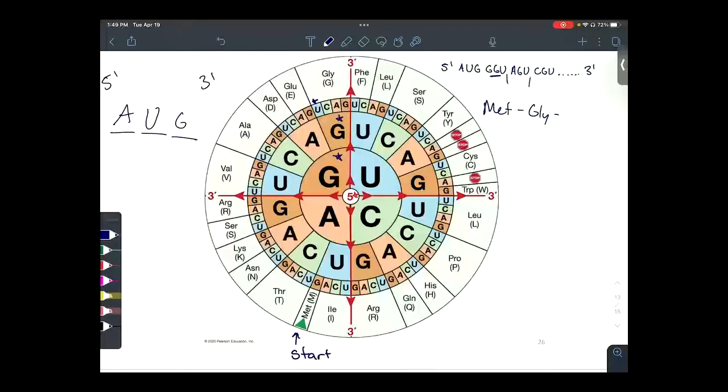The next three-letter code, AGU, that would be serine. And then the last three-letter code is CGU, arginine. So that's how you read the genetic code. This is what the tRNA will bring in. It knows which amino acid to bring in by the anticodon, the complementary three-letter code that goes with the codon, the three-letter code off of the mRNA.